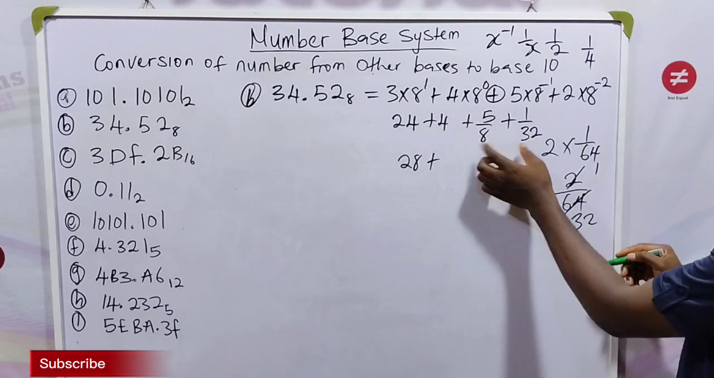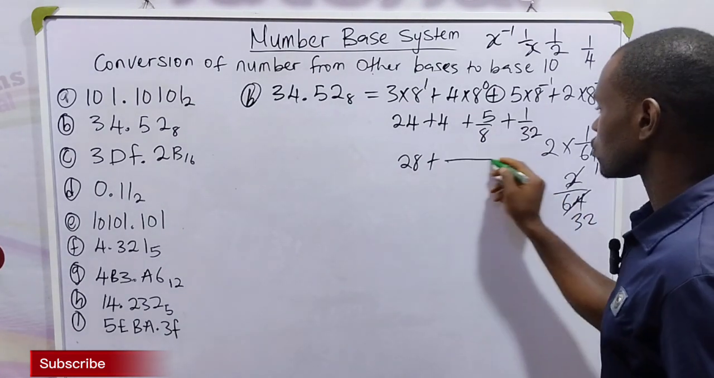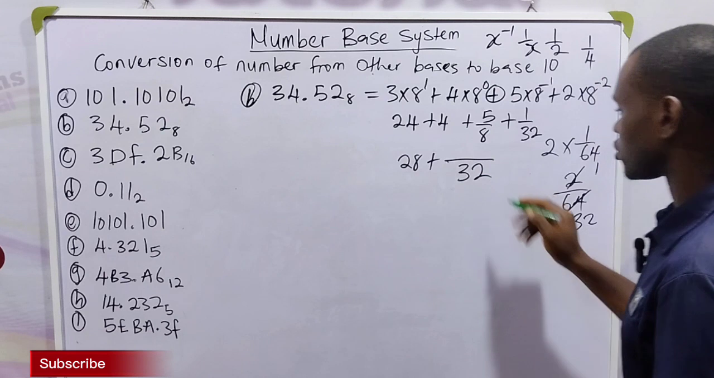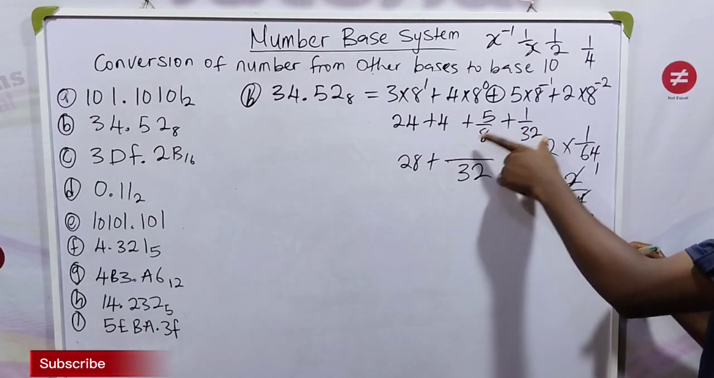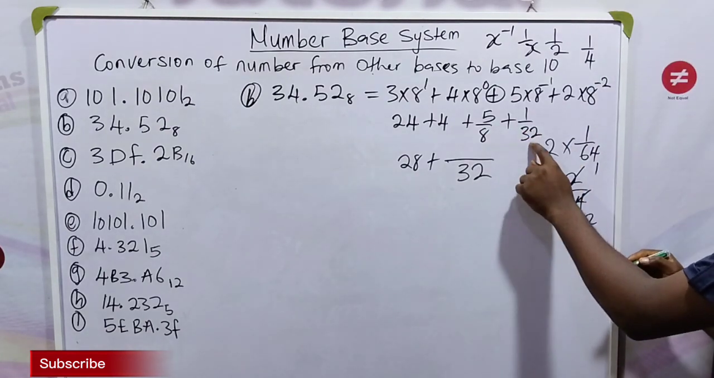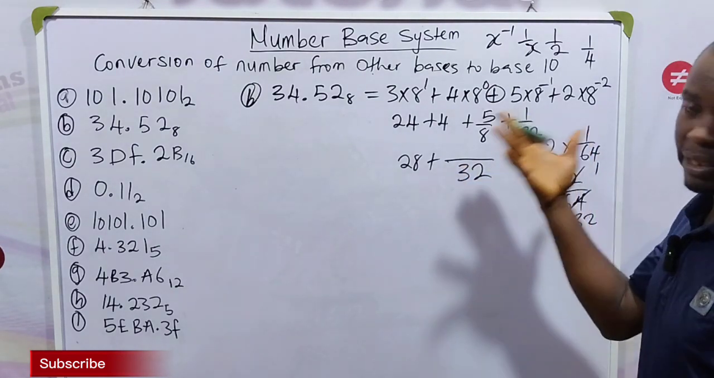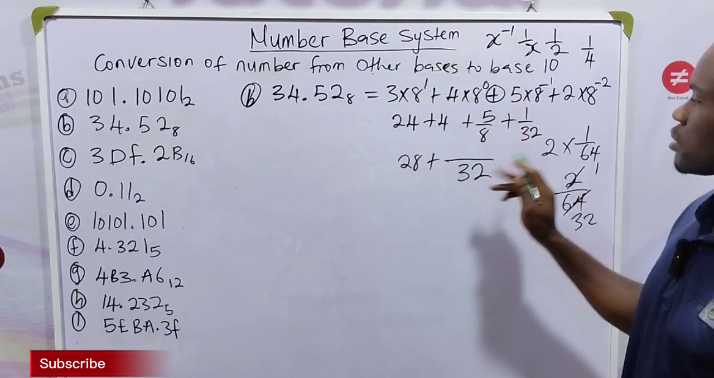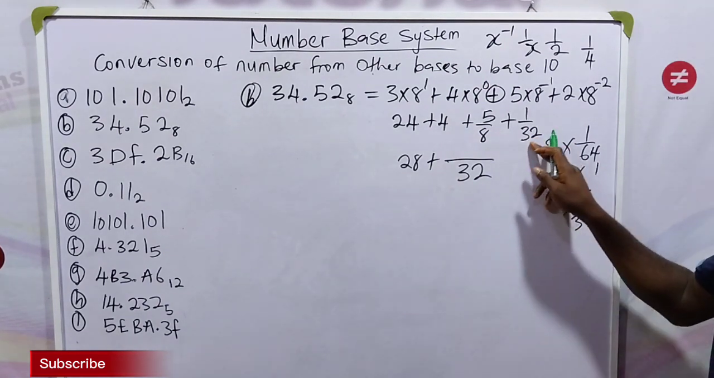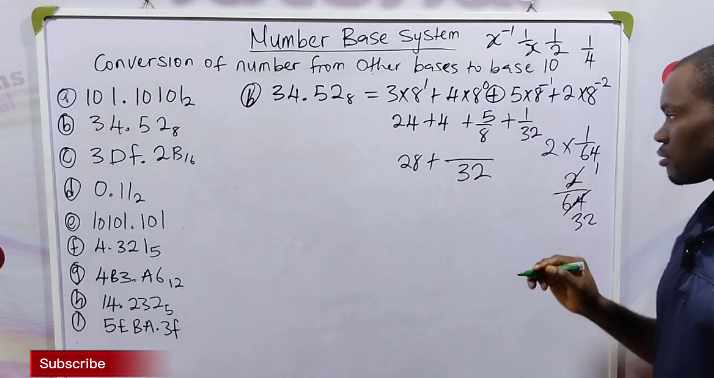Plus, let's add the fractions. So we use a common denominator, which is 32. You can always use the highest number. The highest number will always be your LCM. That is when you are solving number base. The highest denominator will always be your LCM.